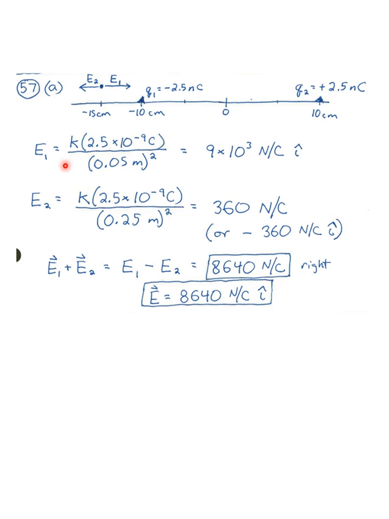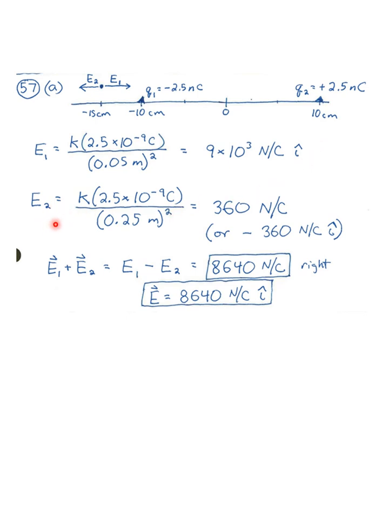E1 is the Coulomb constant, 8.9876 times 10 to the 9th, times 2.5 nanocoulombs, so we have 2.5 times 10 to the negative 9 coulombs. I have just done the absolute value there. That'll give the magnitude of the electric field. I already know the direction because we used the geometry and drew the picture up at the top. Divide by its distance. It's 5 centimeters away, so 0.05 meters squared. And you should get 9 times 10 to the third newtons per coulomb. It's to the right, so I can say i hat.